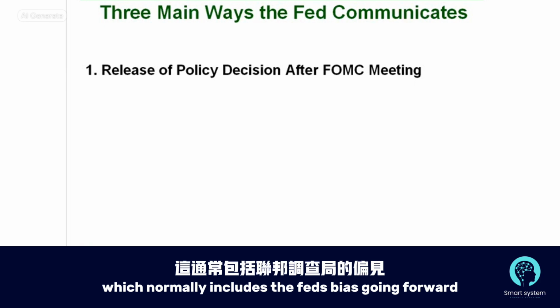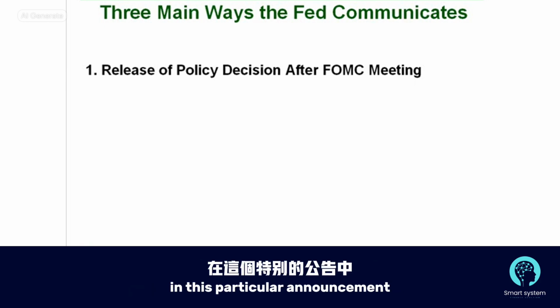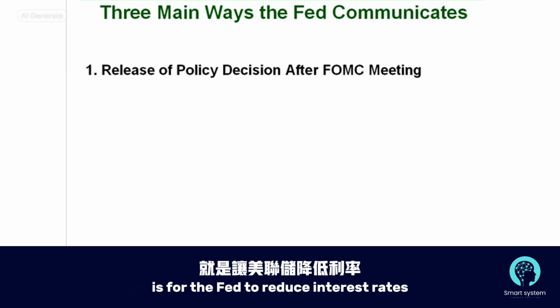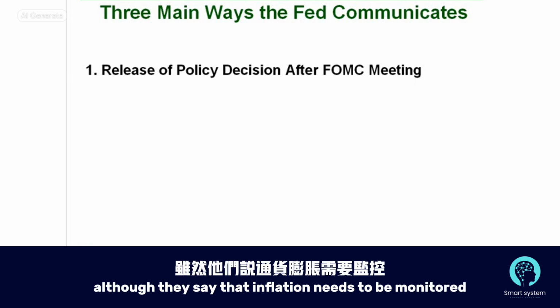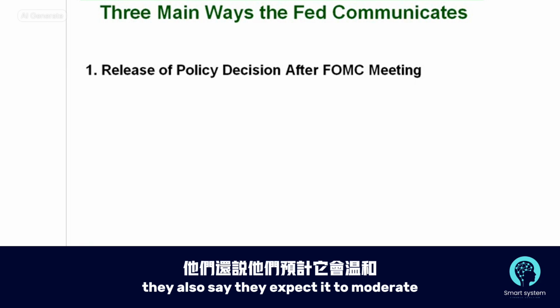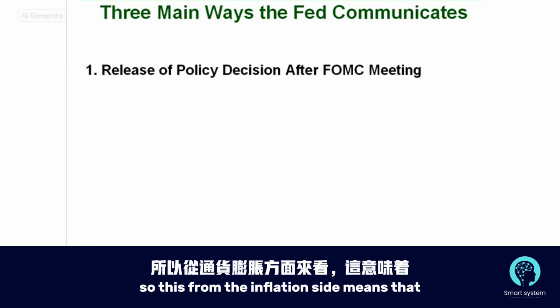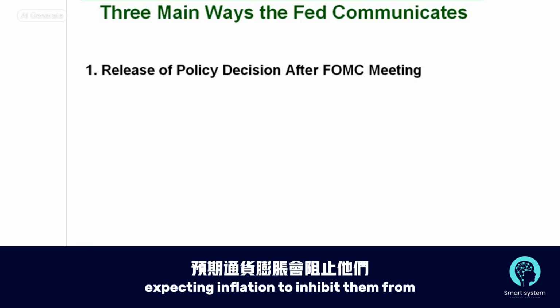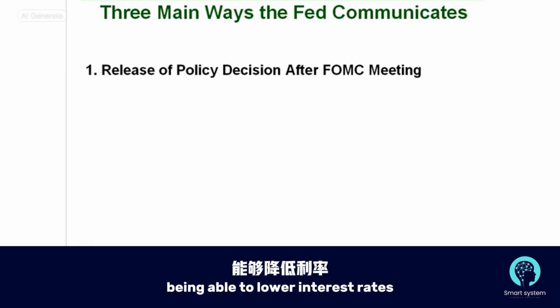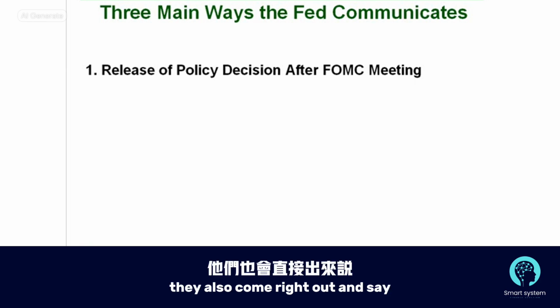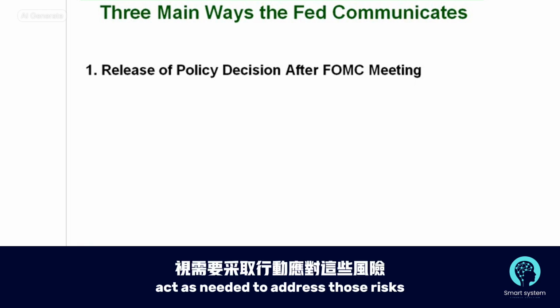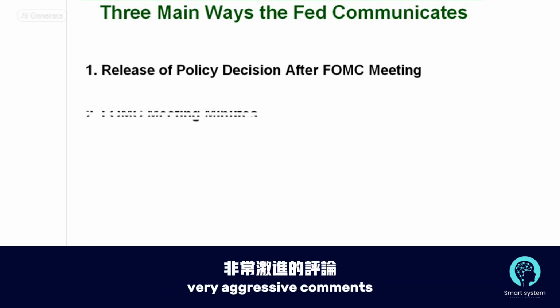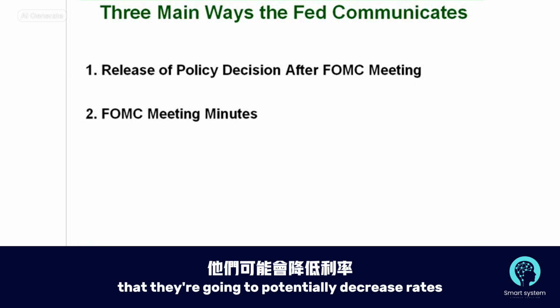You can see that the bias going forward in this particular announcement is for the Fed to reduce interest rates. Although they say that inflation needs to be monitored, they also say they expect it to moderate. So this, from the inflation side, means that they aren't overly concerned with inflation or expecting inflation to inhibit them from being able to lower interest rates. In addition to this, they also come right out and say downside risks to growth remain, and that they will act as needed to address those risks. Very aggressive comments that they're going to potentially decrease rates.